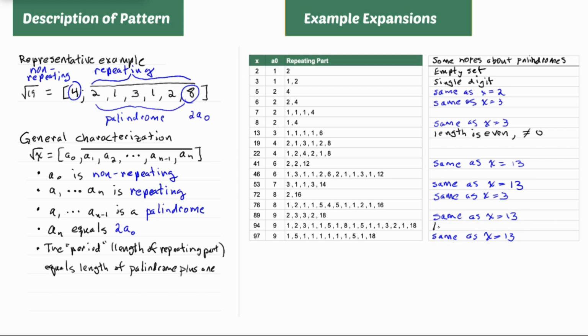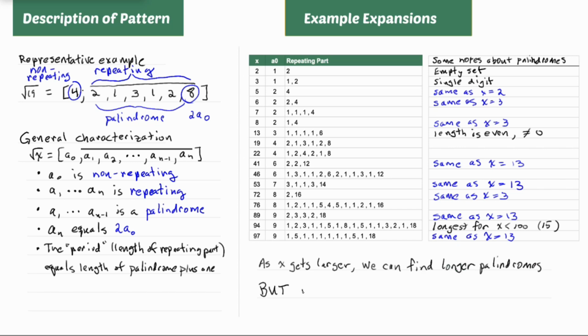The expansion of 94 has the longest palindrome out of the numbers less than 100. Its palindrome is 15 terms long. You have to go to 139 before there is a longer palindrome. That one is 17 terms long. As a general note, as we increase x, we can find longer and longer palindromes, and therefore longer periods. But we can also continue to find short palindromes. For example, no matter how large of an x you might pick, there's an infinite set of integers that are larger than x and whose palindrome is the empty set.